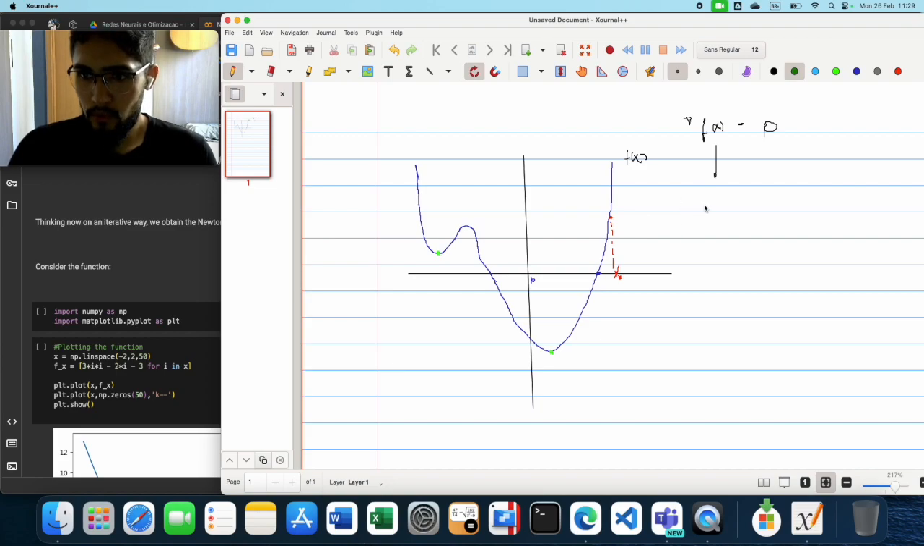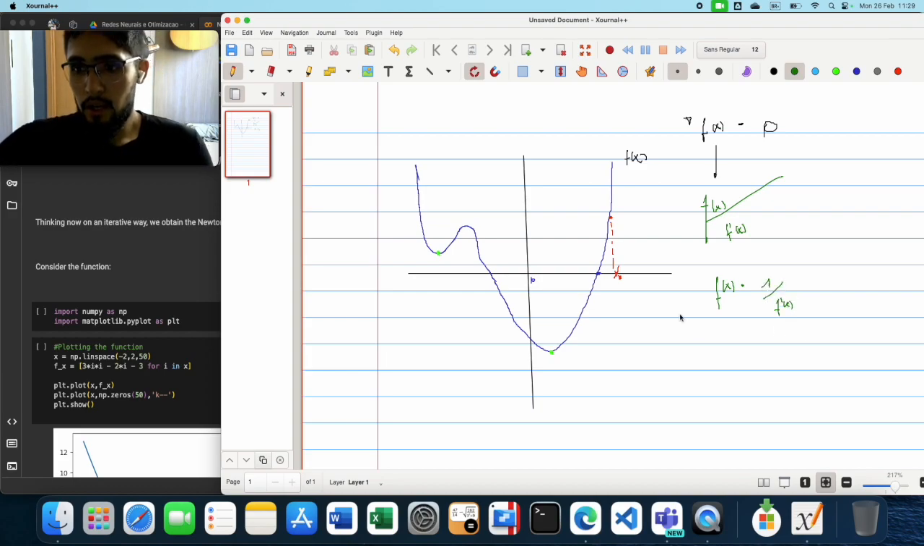What is this term? f of x divided by the first derivative of f at x. We can write it as the following sentence. So we are getting the value of the function at the point xk and dividing it by the first derivative term. And we make this subtraction right here.